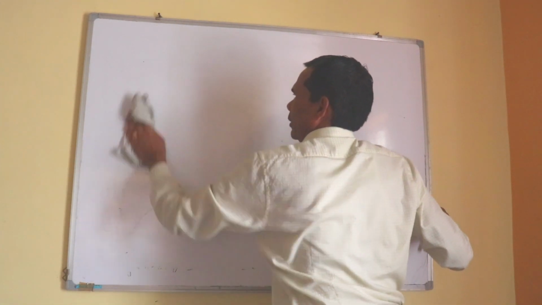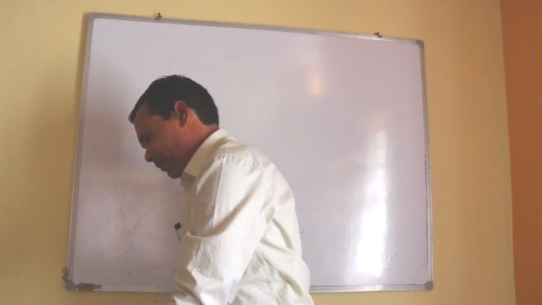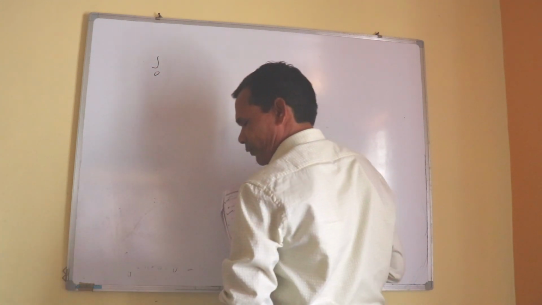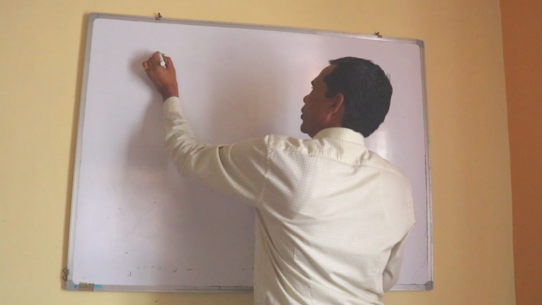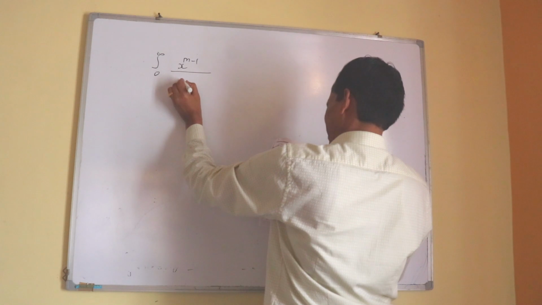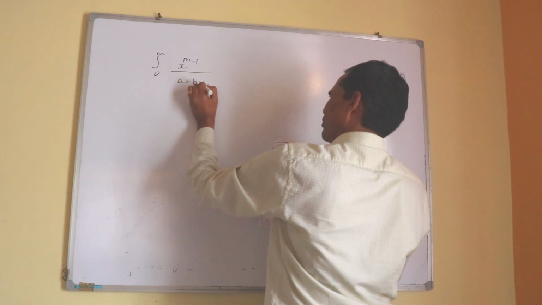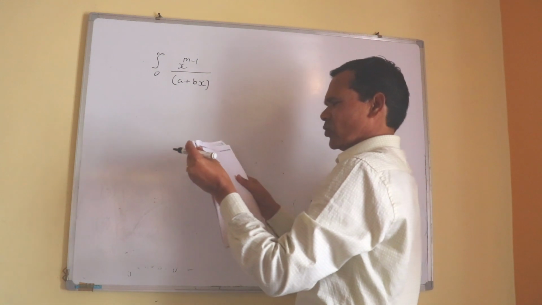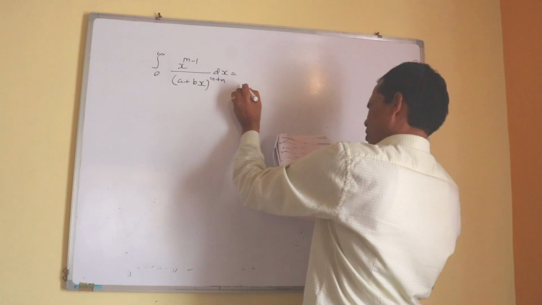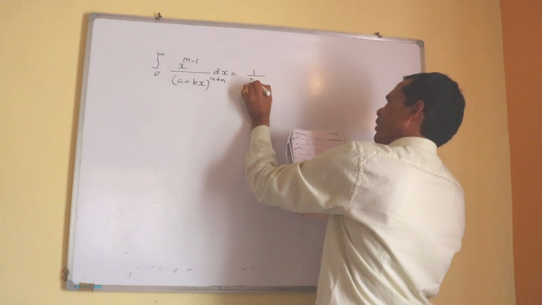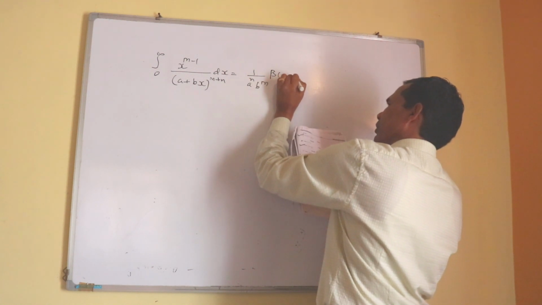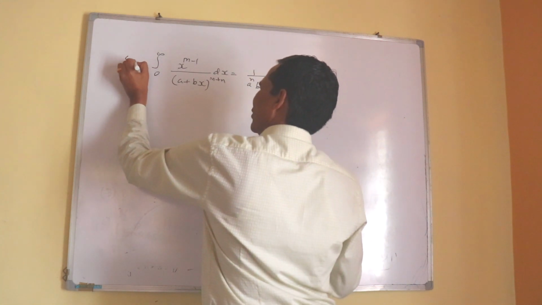Second problem. The second problem is: show that the integral 0 to infinity x raised to m minus 1 divided by (a plus bx) bracket raised to m plus n dx is equal to 1 upon a raised to n b raised to m beta of m, n. So see this, show that this problem.